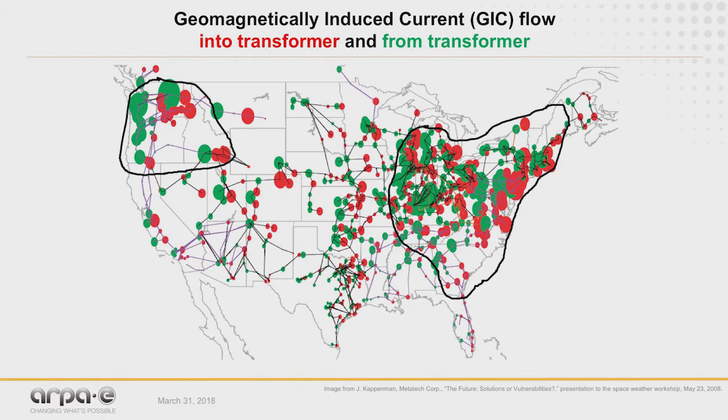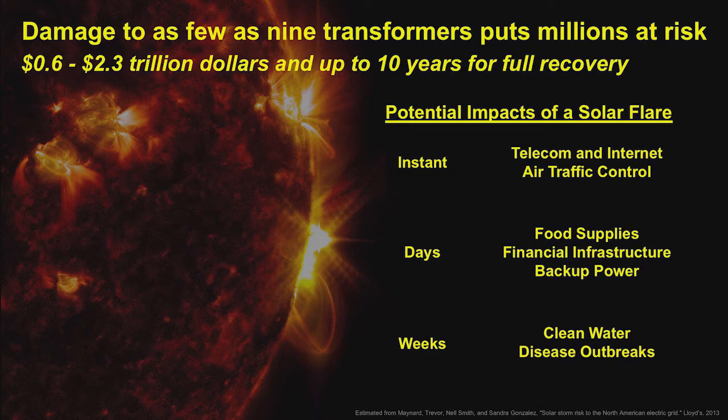In this slide, calculation of the geomagnetically induced current flows in and out of transformers and their vulnerability based on assumptions about the Carrington event, looking at the change in the magnetic field, making some assumptions about the center of the event, clearly quite some number of transformers are vulnerable and will be permanently damaged. It takes the loss of 9 critical transformers to put millions of lives at risk, causing economic losses in the order of trillions of dollars. Partial recovery within 2 years, full recovery would be about 10 years.